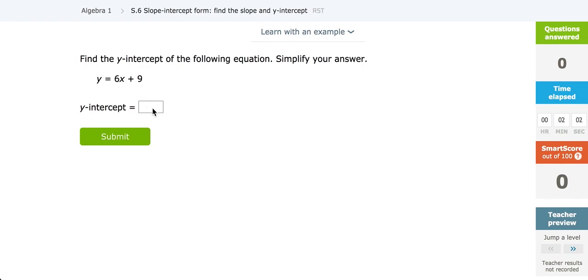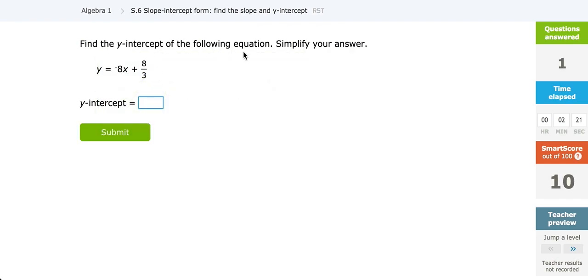So here we go. First problem. Let's find the y-intercept of the following equation. Simplify your answer. So if possible, simplify. The y-intercept, remember, is the constant. In this case, the number that is not with the x. So here we have a plus 9. We treat that as a positive 9.